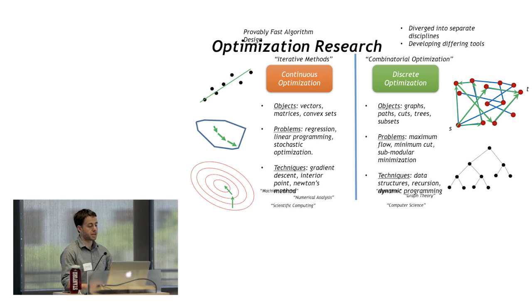However, I also work on things more in combinatorial or discrete optimization and a variety of problems we tend to put in the area of classic algorithm design, as they are in computer science. And there I work on things like maximum flow, minimum cut, and submodular function minimization.